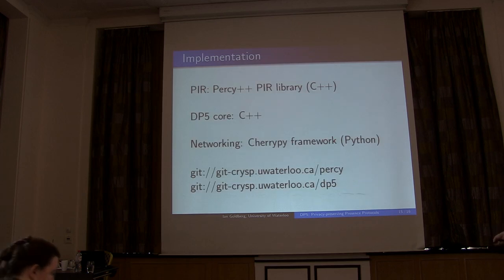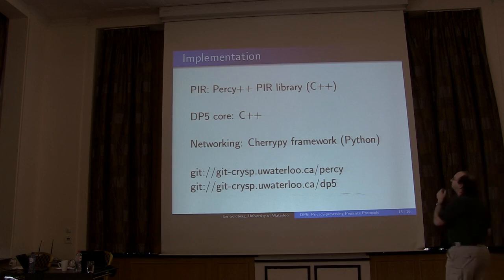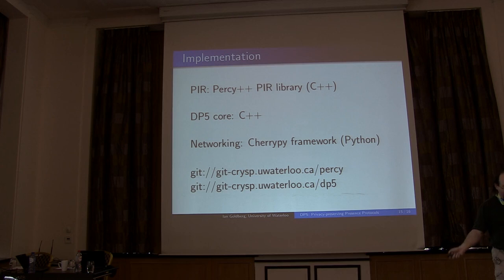All right? So, implementation. We have code. Right? The PIR part, we use the Percy++ PIR library, which is written in C++. The DP5 code core is also in C++, because evil language. Evil language, but another rant for another time. Networking is the CherryPy framework in Python.